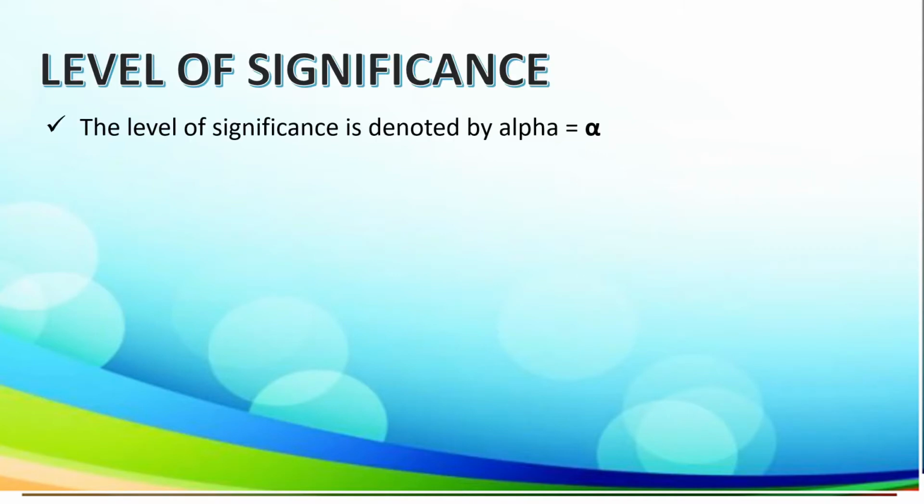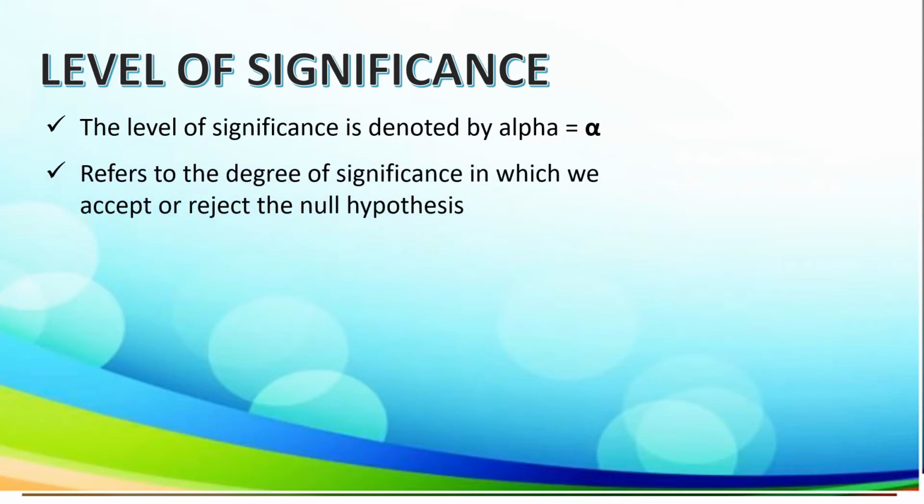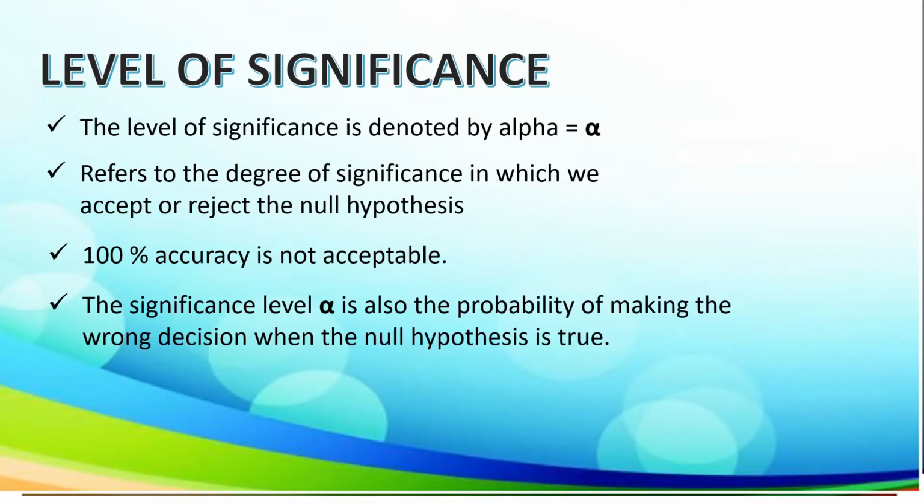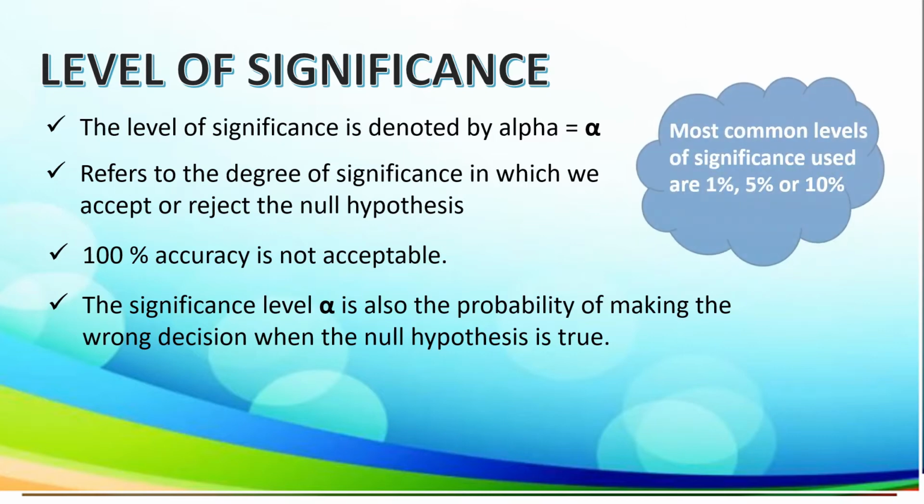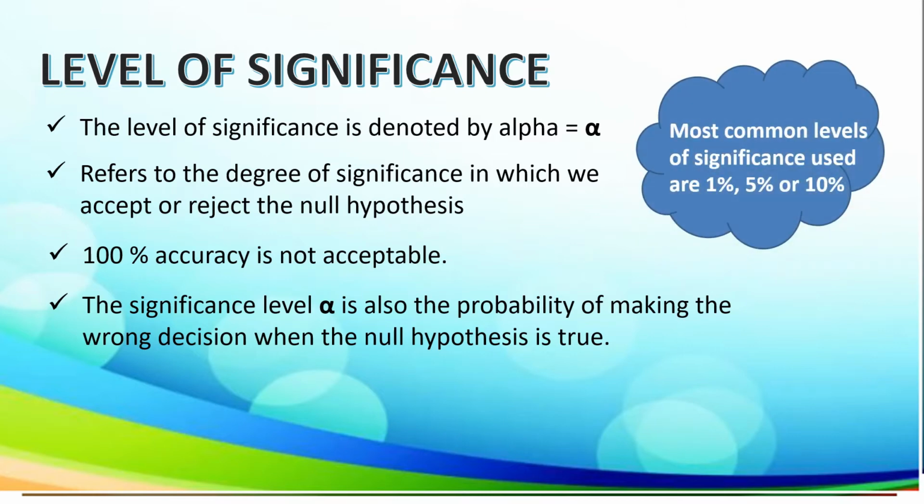Let us now discuss the next topic, which is the level of significance. The level of significance is denoted by alpha, or the Greek letter alpha. It refers to the degree of significance in which we accept or reject the null hypothesis. 100% accuracy is not acceptable. The significance level alpha is also the probability of making the wrong decision when the null hypothesis is true. Remember, the most common levels of significance used are 1%, 5%, or 10%.